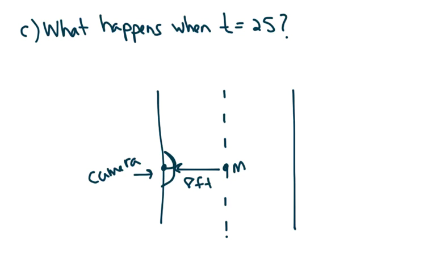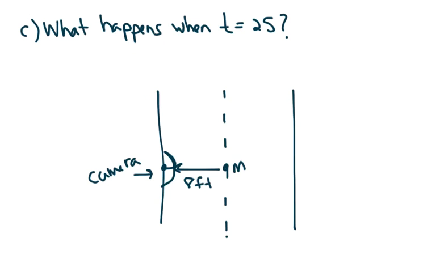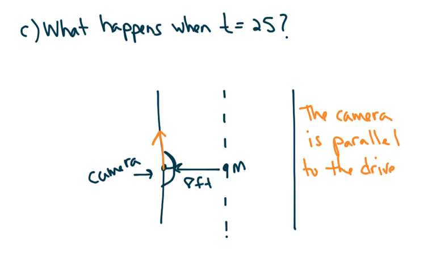So the question is, what happens when the time is at 25 seconds? Well, if the graph has asymptotes at 25 and negative 25, then the camera must be pointing this way at 25 seconds. Why? Because is it really seeing anything? No. The answer is that the camera's pointing parallel to the driveway. And it can't see anything, which is why there's an asymptote there. The camera is parallel to the driveway.